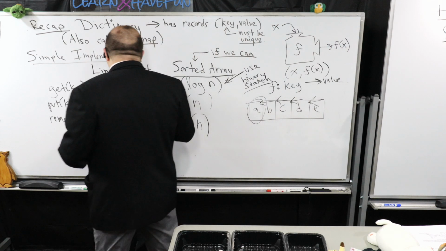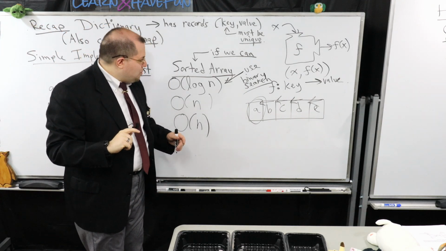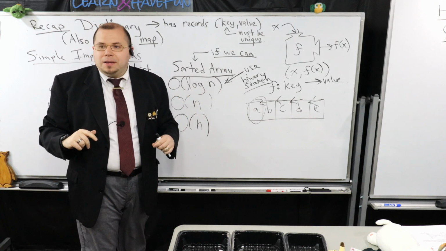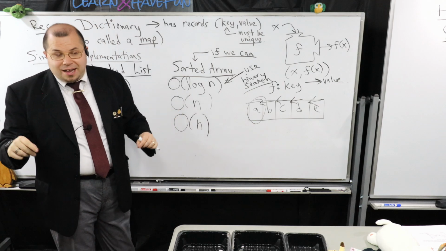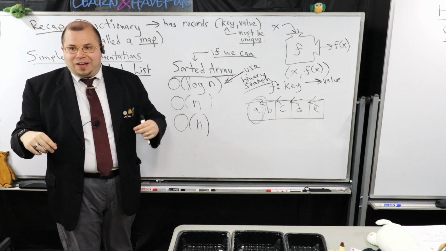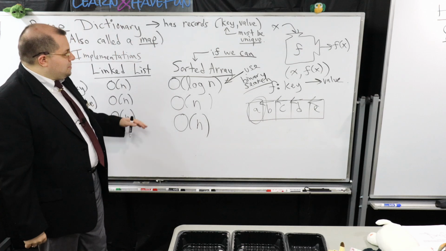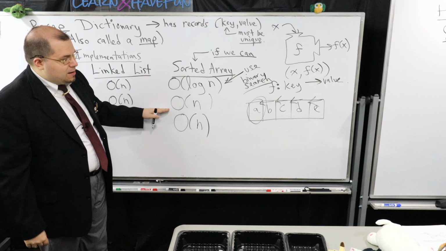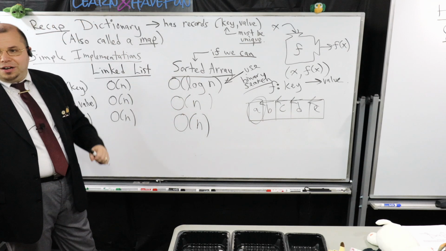But we can make some improvements here. Here's something that I hope will get you a little excited. So remember, logarithmic time is exponentially faster than linear time, just as n is exponentially faster than 2 to the power of n in terms of big O. So this is much faster than n because logarithmic functions grow much slower than linear functions do.